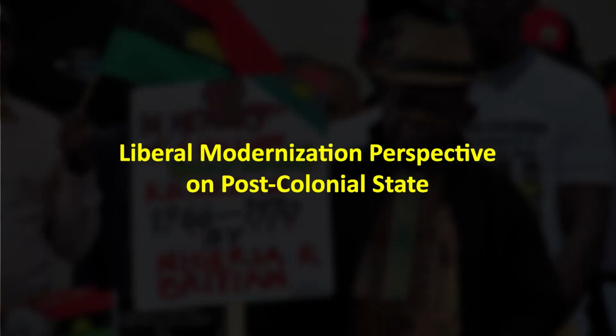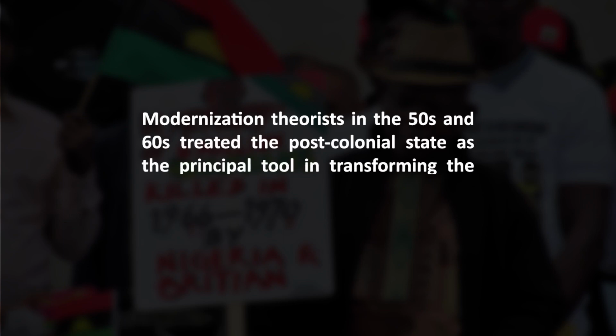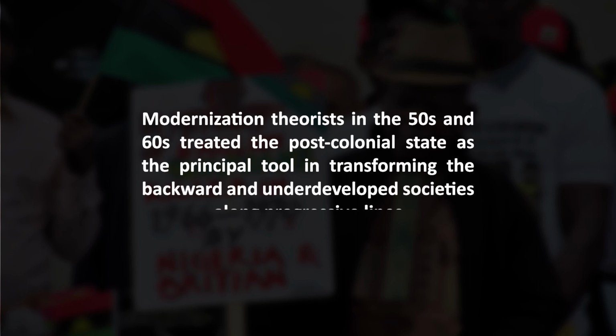Now, let us briefly examine the liberal modernist perspective on post-colonial state. Dear friends, the liberal approach considers the state as an instrument of socio-economic, political, and cultural modernization. Modernization theorists in the 1950s and 60s treated the post-colonial state as the principal tool in transforming the backward and underdeveloped societies along progressive lines.